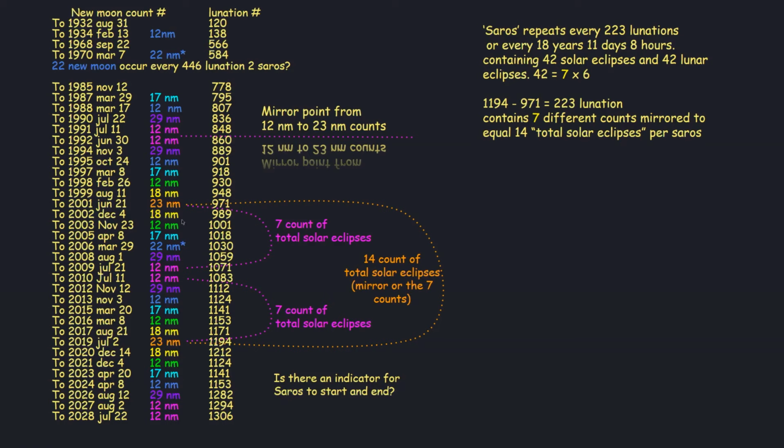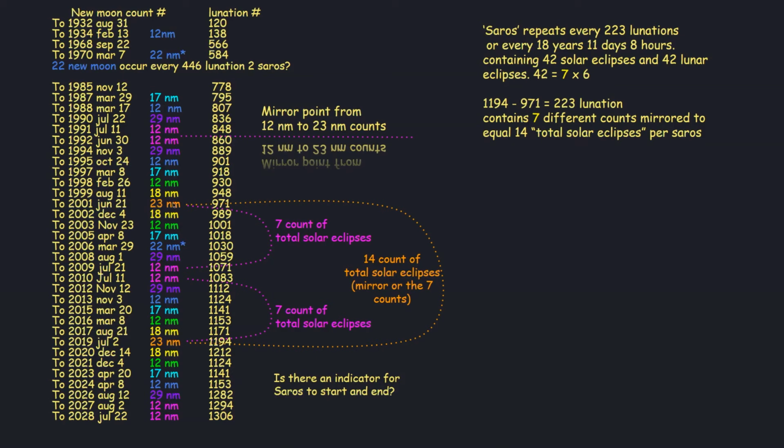You can tell that there are only 7 different numbers, and it takes 7 counts of total solar eclipses to get that mirror stage. So see, 23, 18, 12, 17, 22, 29, 12. Those were the number counts from counting. Remember how I count the number of appointed times? Well, this is the number of new moons, because you have to count the number of new moons to get to the number of total solar eclipses, because each total solar eclipse is a new moon. So I count the new moons.